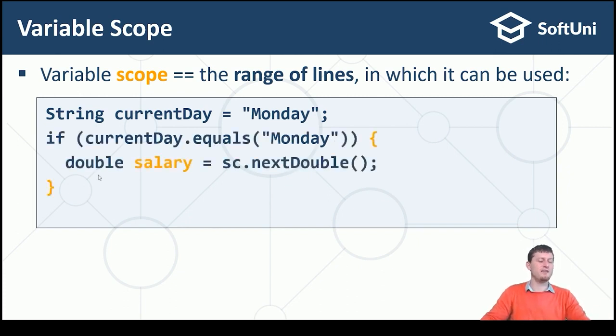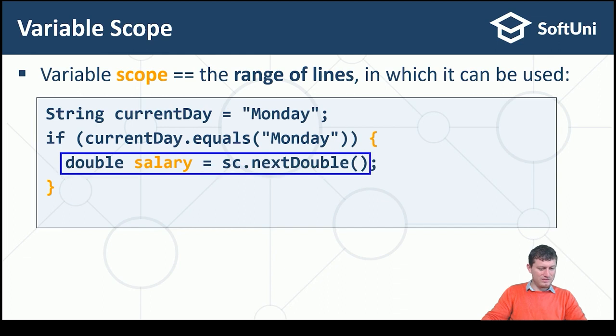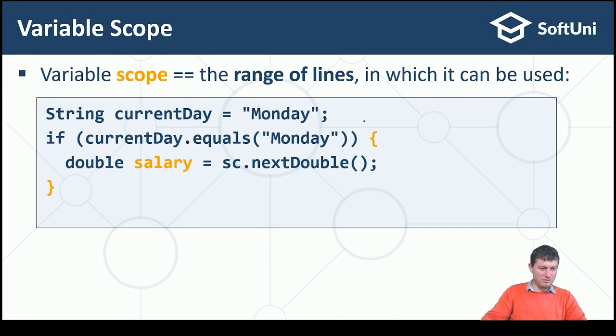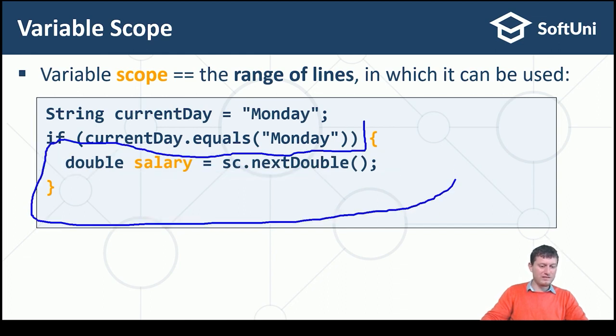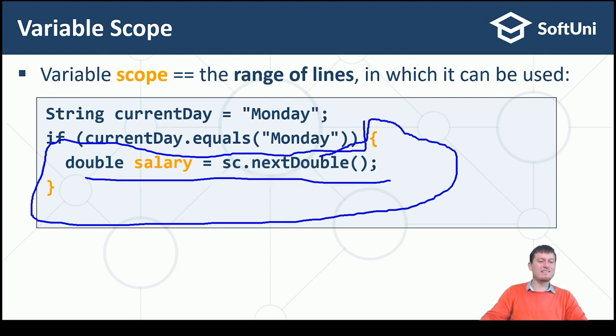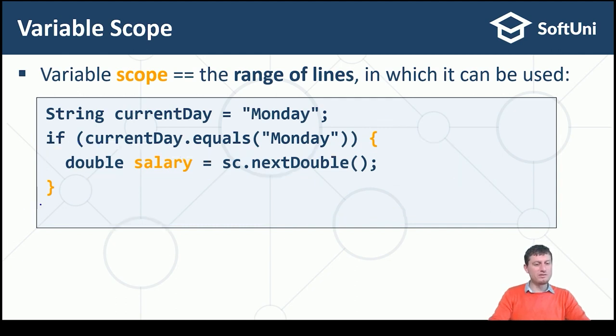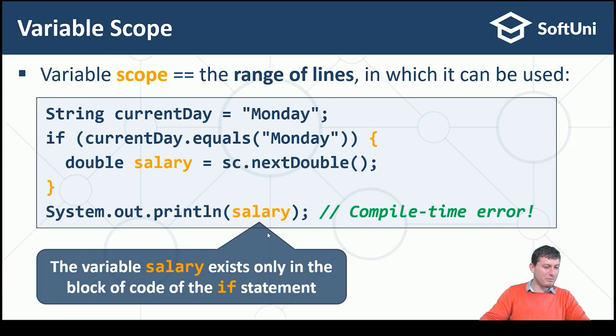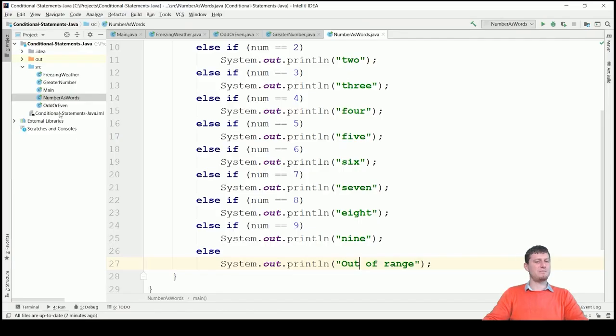We have current day is Monday. If current day is Monday, we have salary, which is read from the standard input from the console. And here, the scope of this declared variable salary is this block. This block is the block where this variable lives. Its scope is only this block. It's not available here. If we try to access it, we'll have a compile time error.